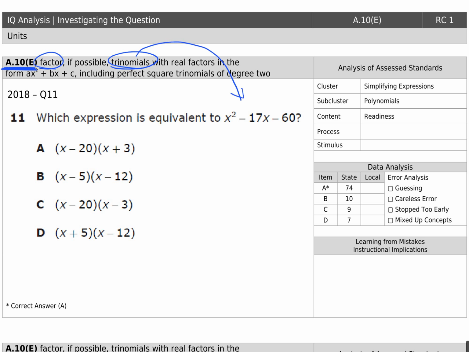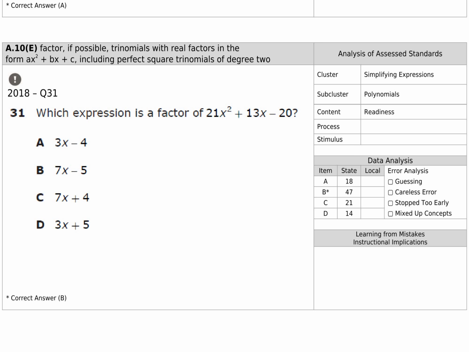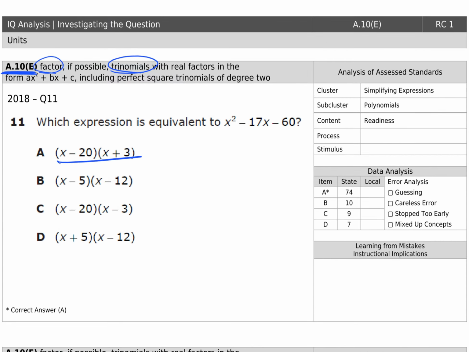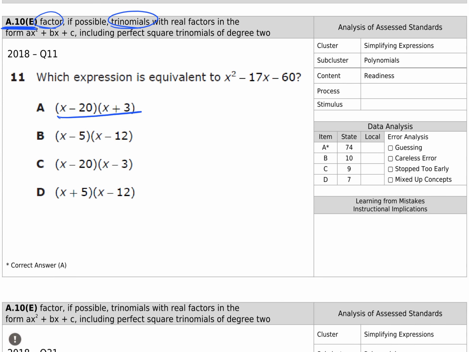A trinomial is what you see in the question, where there's 1, 2, 3 terms separated by addition or subtraction signs. And a binomial would be an example right here, where there's 1, 2 terms separated by an addition or subtraction sign. So there are 2 binomials in this answer choice. And we compare that to the next question, where there's only 1 binomial in the answer choice. Those are the 2 main types of these that there are when we're talking about factoring.